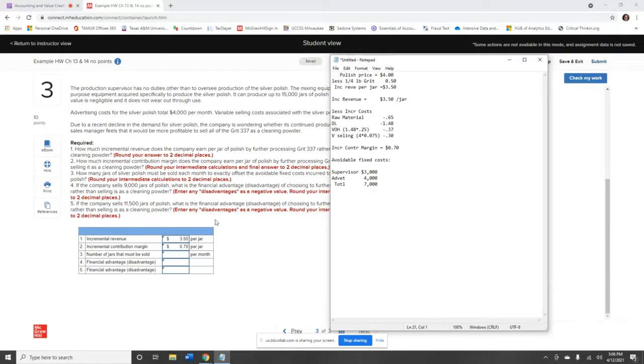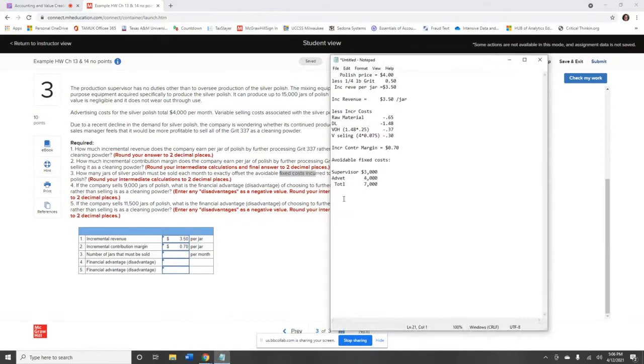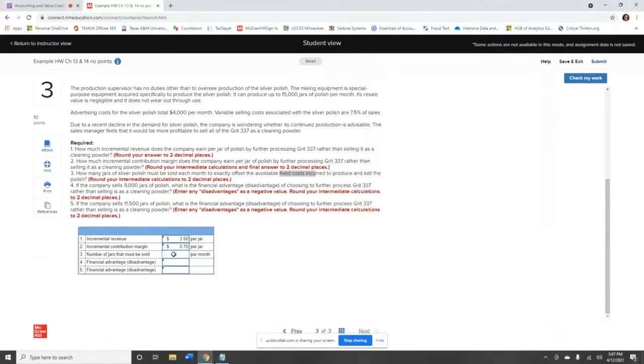All right, and what I'm calculating here is how many jars must be sold to exactly offset the avoidable costs. Well, my contribution margin is 70 cents. So to offset, I take 7,000 and divide it by 70 cents per jar, and that's equal to 10,000 jars. So in order for Sparkle to work for us, we need to sell 10,000 jars of Sparkle. If we're not able to sell 10,000 jars of Sparkle, we should cut it out.